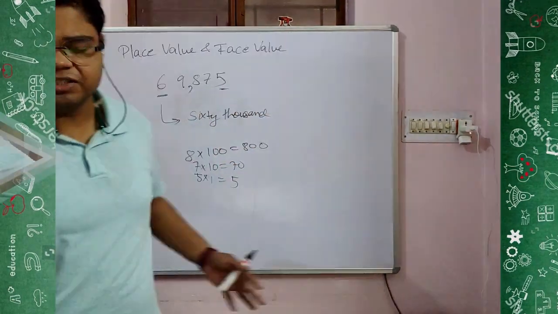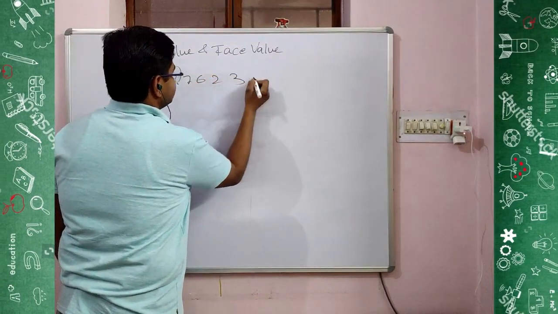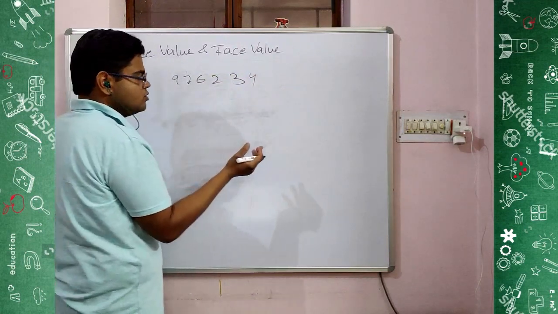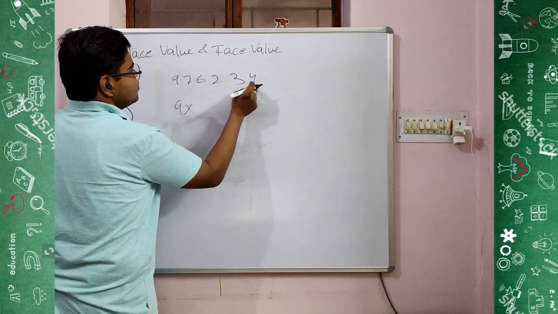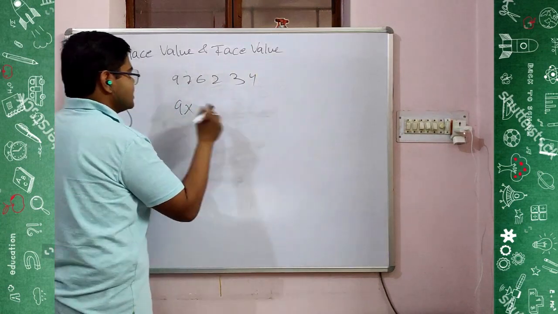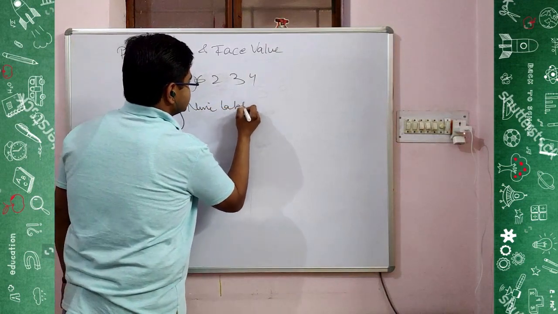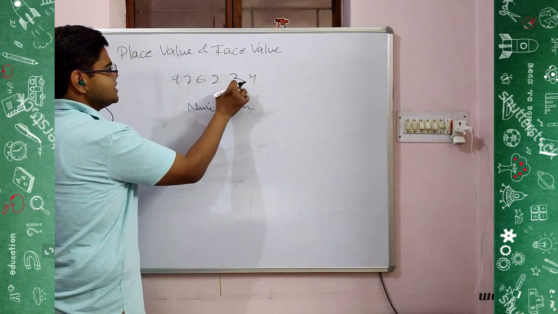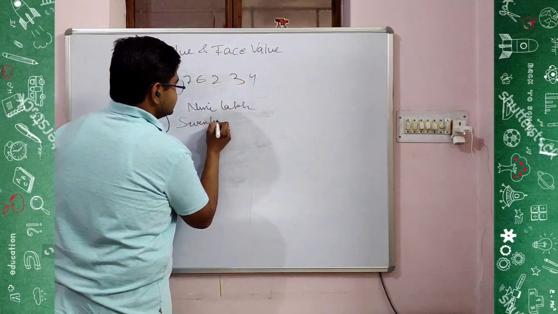If you take a number larger than 5 digits, 9, 7, 6, 2, 3, 4. So the face value of every number will be its own value. But if I ask you the place value of 9, so it will be 9 into ones, tens, 100, 1000, 10,000, lakh. 9 into 1 lakh. So it will be simply 9 lakh. If I ask you the place value of 7, ones, tens, 100, 1000, 10,000, 7 into 10,000, it will be basically simply 70,000.